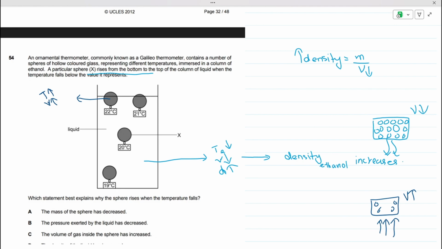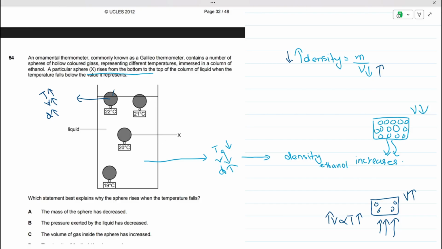You must have studied the law, right? We have Charles law. Charles law says volume is directly proportional to temperature. So when temperature increases, volume of course increases. This relation you must know. So temperature increases, volume increases. But if volume increases, density would decrease, since density is inversely proportional to volume.